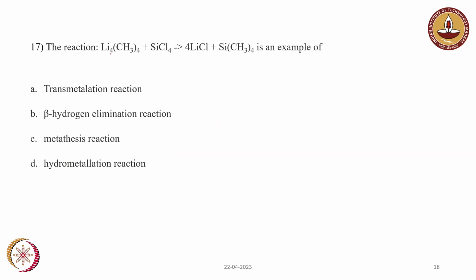Next question is the reaction Li(CH3) 4 times plus SiCl4 giving 4 LiCl plus Si(CH3)4 is an example of option A, transmethylation reaction. Option B is beta hydrogen elimination reaction. Option C is metathesis reaction. And option D is hydromethylation reaction.